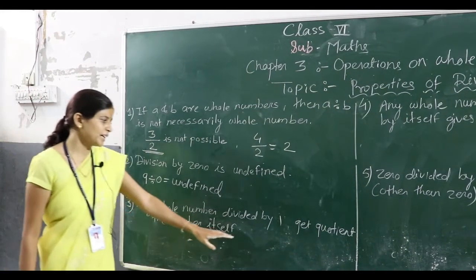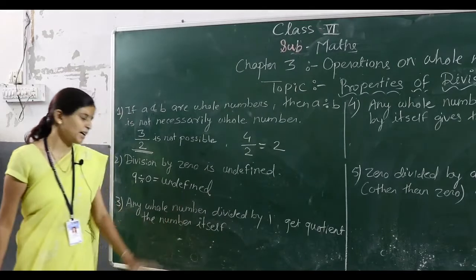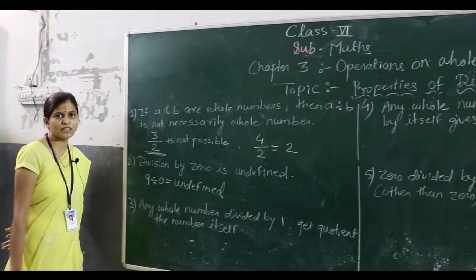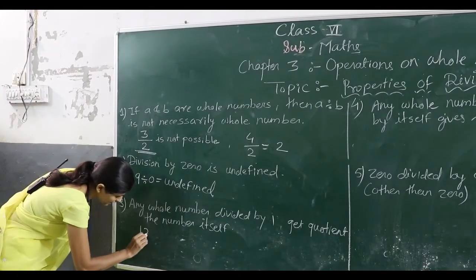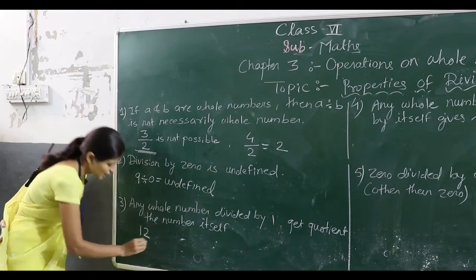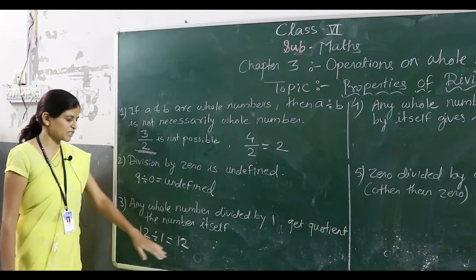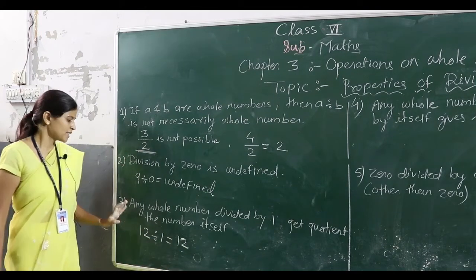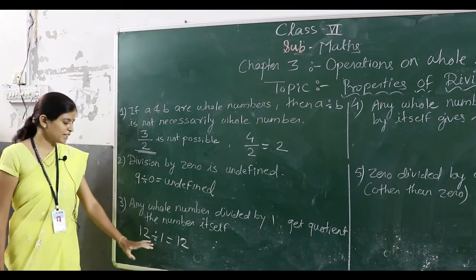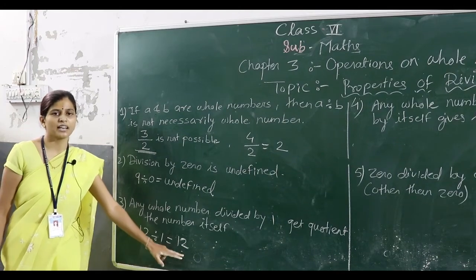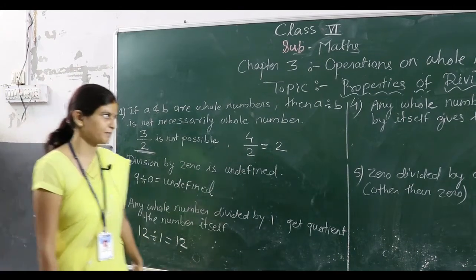Any whole number divided by 1, we get the quotient, the number itself. If we divide any whole number, suppose we take the number 12, and divide 12 by 1, we get the number itself as the answer. Means we get the quotient as the number itself. This is the third property. Means if we divide any number by 1, we get the number itself.